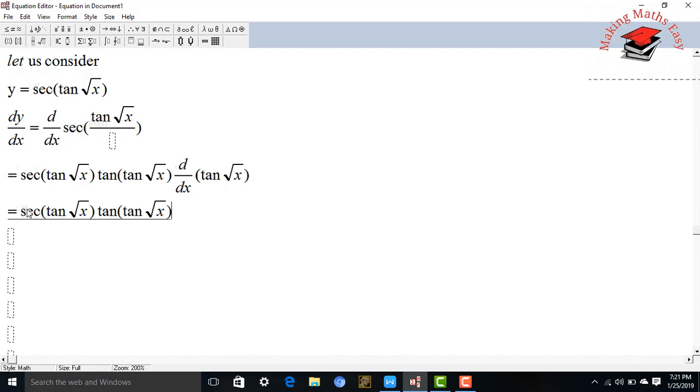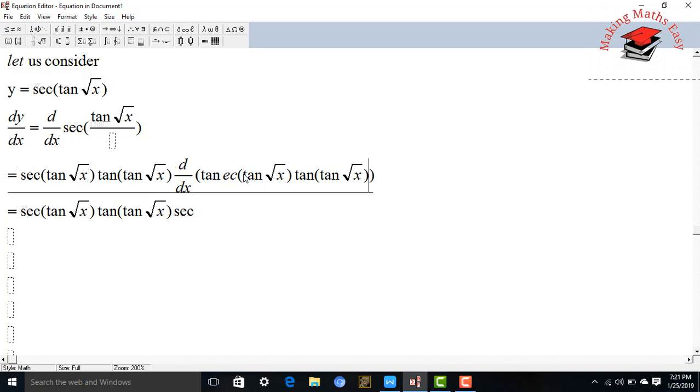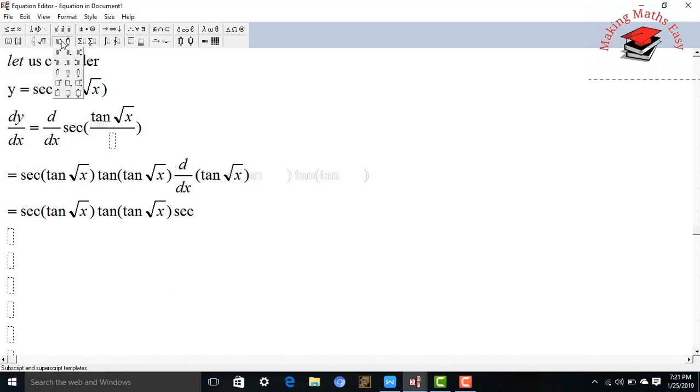So my derivative of tan square root of x is equal to sec square of square root of x. So it will be sec square of square root of x. So now again we have to find a derivative of square root of x.